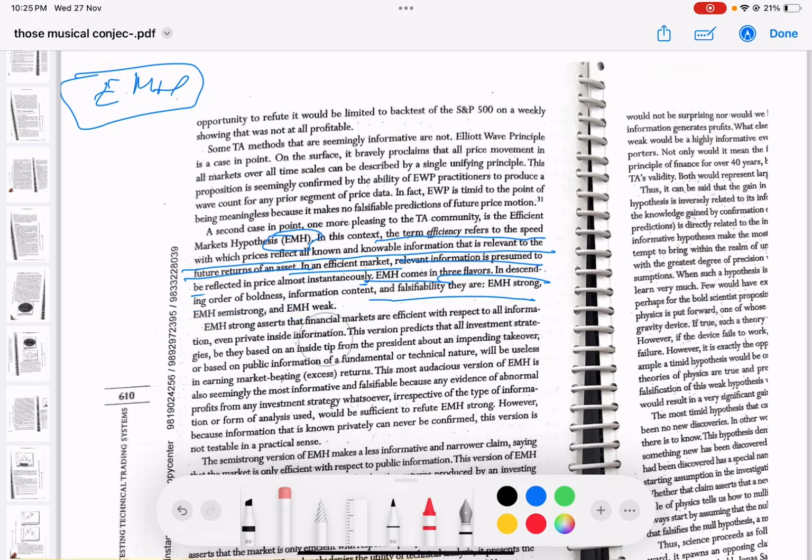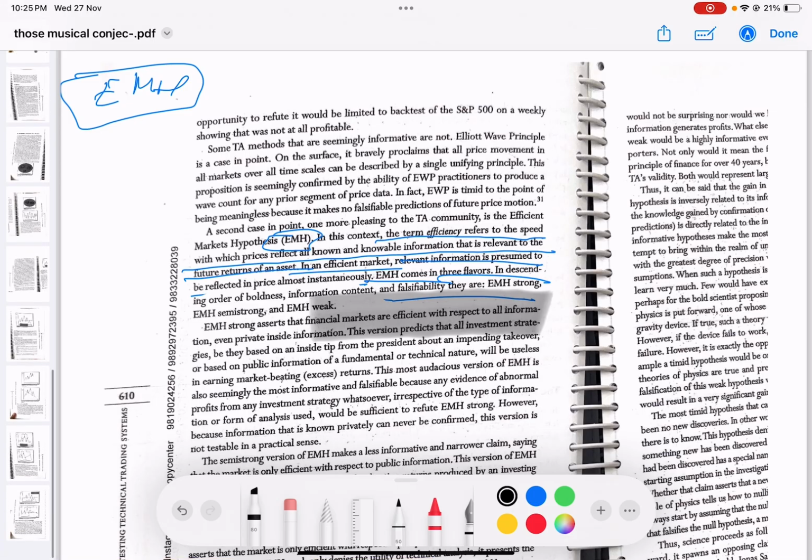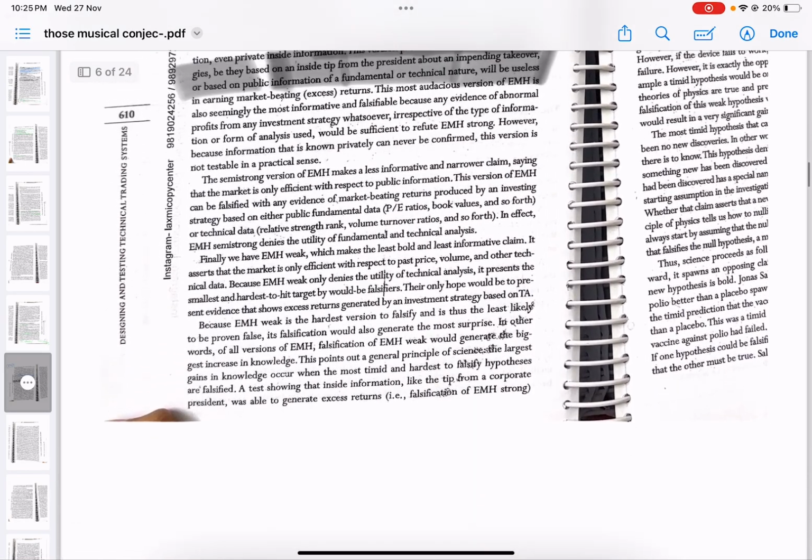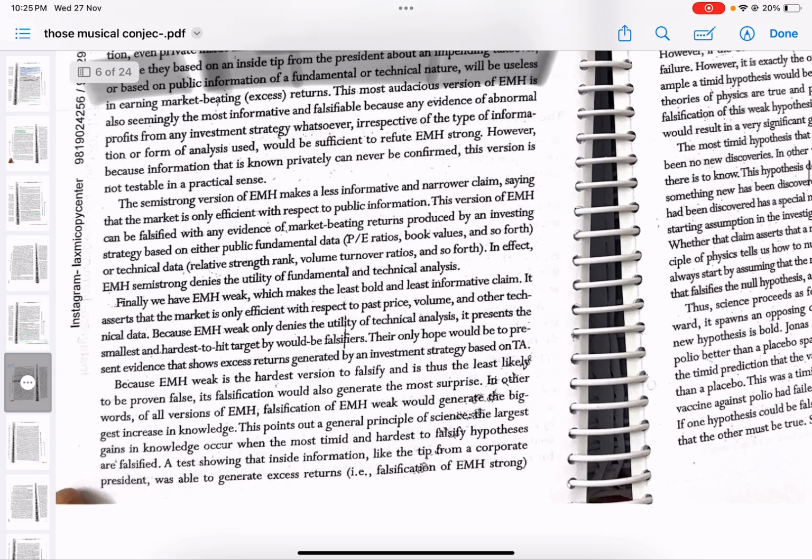Now let's talk about EMH strong. EMH Strong asserts that the financial markets are efficient with respect to all the information, even private inside information. EMH Strong means that they are truly believing in EMH. So they also like to say that any sort of information, even if that is something which is only known by insiders and people don't know about it, then also it is valid. This version predicts that no investment strategy can be based on inside information, such as a tip about an impending takeover. So even information which is not known to the public, even that is reflected in the price action. So that is what is known as EMH strong. Okay.